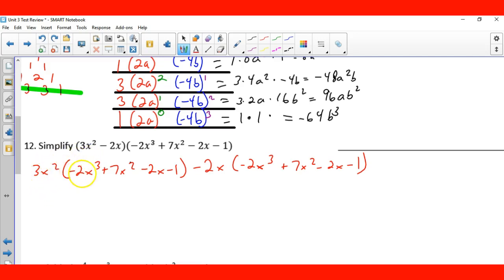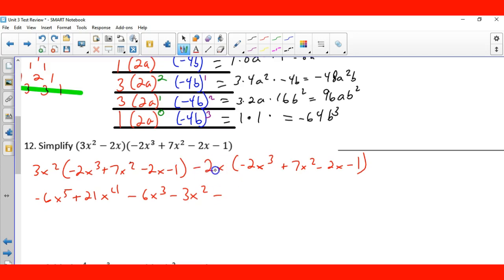So 3x squared times negative 2x cubed is going to be negative 6x to the 5th. 3x squared times 7x squared is going to be positive 21x to the 4th. And 3x squared times negative 2x is going to be a negative 6x cubed. And 3x squared times negative 1 is going to be a negative 3x squared.